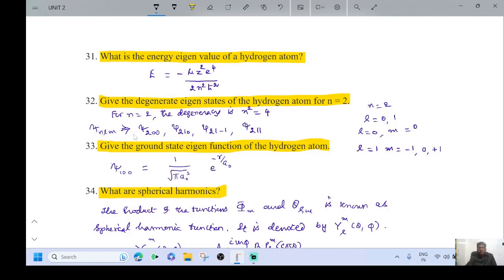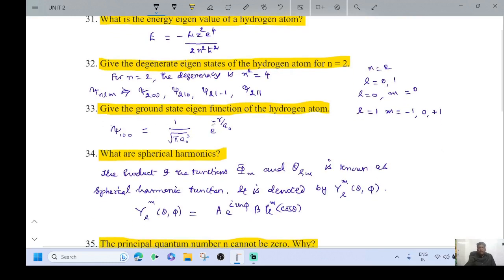Here n is 2. In all the cases, the value of n is equal to 2. Suppose L is equal to 0, the value of m is equal to 0. So psi 2,0,0 is one possibility. Suppose L is equal to 1, we can get three possible values. So psi 2,1,0, psi 2,1,minus 1, psi 2,1,1. For the given value of n, the degeneracy is n square, that is fourfold.